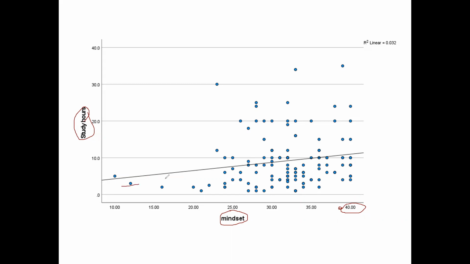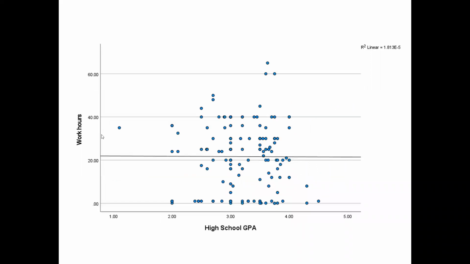And you can see from this scatter plot that the more people believe you could actually change your intelligence, the more they tended to study. Here we have a new scatter plot which depicts the relationship between high school GPA and work hours. And here we have basically a flat line. We can't say anything about how many hours people worked based on their high school GPA, right? There's no relationship between high school GPA and the amount of hours people have to work. Not surprisingly, no matter how well or poorly you do in high school, most of us have to work, right?